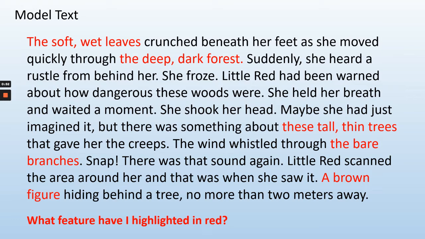The soft, wet leaves crunched beneath her feet as she moved quickly through the deep, dark forest. Suddenly, she heard a rustle from behind her. She froze. Little Red had been warned about how dangerous these woods were. She held her breath and waited a moment. She shook her head. Maybe she had just imagined it, but there was something about these tall, thin trees that gave her the creeps. The wind whistled through the bare branches. Snap! There was that sound again. Little Red scanned the area around her, and that was when she saw it. A brown figure hiding behind a tree, no more than 2 meters away.